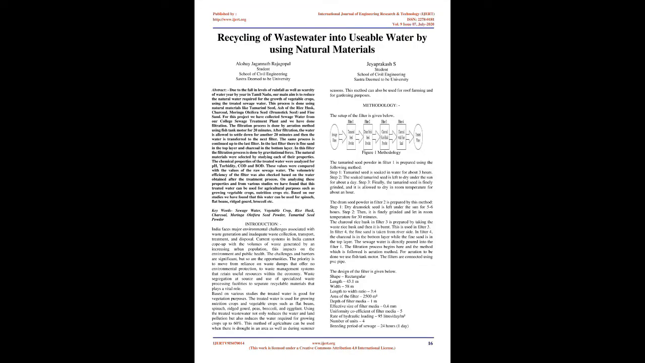Recycling of wastewater into usable water by using natural materials. Abstract. Due to the fall in levels of rainfall as well as scarcity of water year by year in Tamil Nadu, our main aim is to reduce the natural water required for the growth of vegetable crops, using the treated sewage water. This process is done using natural materials like tamarind seed, ash of the rice husk, charcoal, Moringa Oleifera seed, drumstick seed, and fine sand.